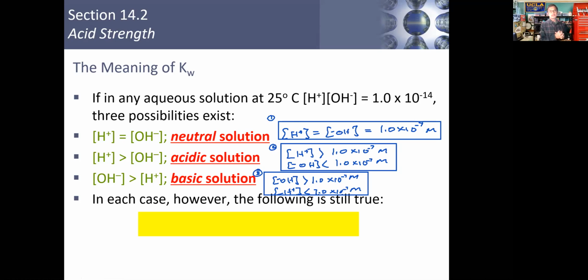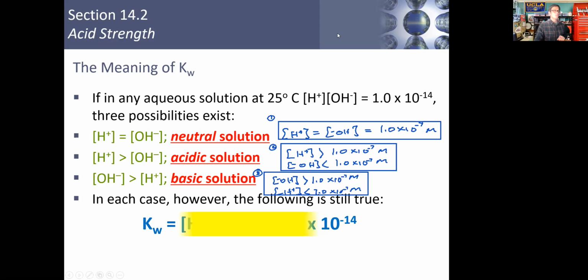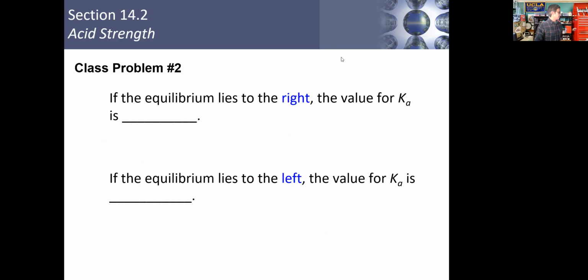That's how we want to use Kw, which is the equilibrium constant for the autoionization of water. Any quick questions? If you have questions on this, please write them down and email them to me, and I will address them. I'm sorry, I'm still in the mode of seeing you guys live. Let me clear that up, and let's work through a couple of problems.